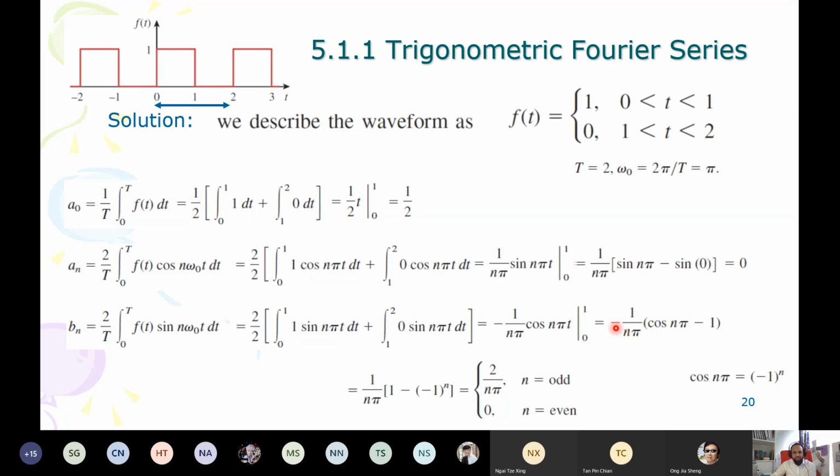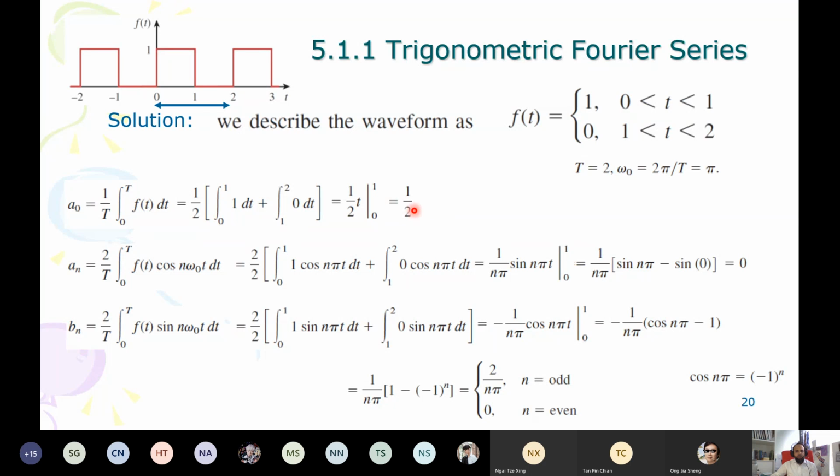Is it okay? Once again, this minus goes inside. So it's like 1 minus (minus 1) to the power n, because cos n pi is minus 1 to the power n. And just put the value of n odd. If it's odd, it will be negative, and this negative will become positive, which becomes 2 upon n pi. When n is even, this will become positive, and positive and negative become negative. 1 minus 1 is 0, and this is how we get b n. So we have a naught, we have a n, we have b n.